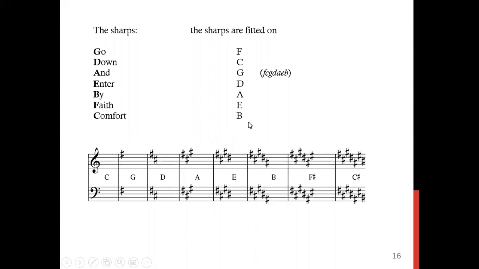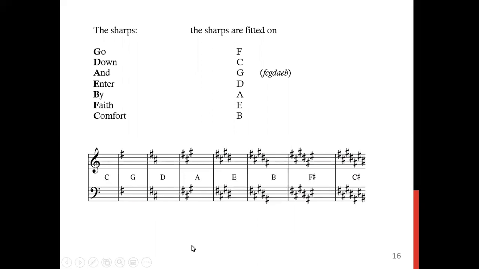For me, I don't need to look for a special mnemonic for this. I can just say F, C, G, Daheb. I don't know if that makes sense. It's not a word anyway, but I can say FCG Daheb. So for sharps, I know that Go Down and Enter By Faith Comfort, and these sharps are fitted in this order, FCG Daheb. If I have one, it's fitted on F. If I have two, it's fitted on F and C. If I have three, it's fitted on FCG. If I have four, FCG D. If I have five, FCG Da.